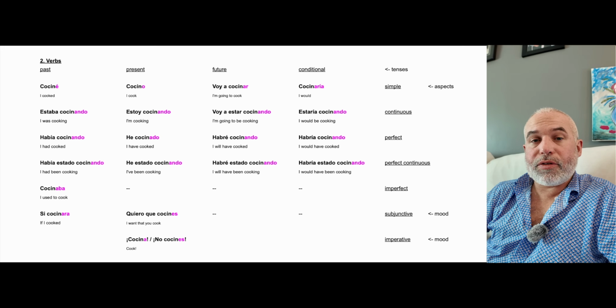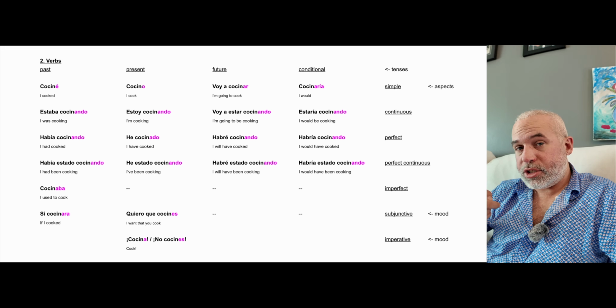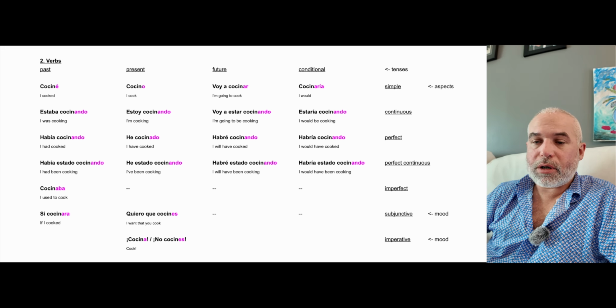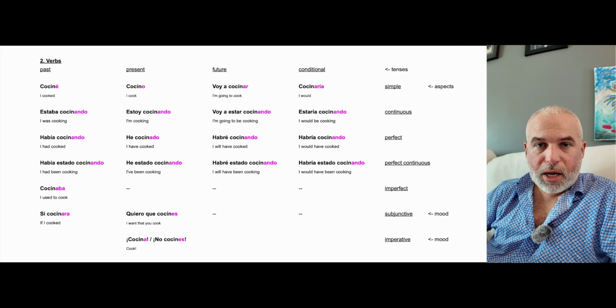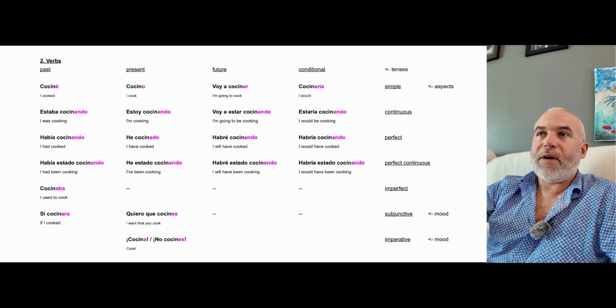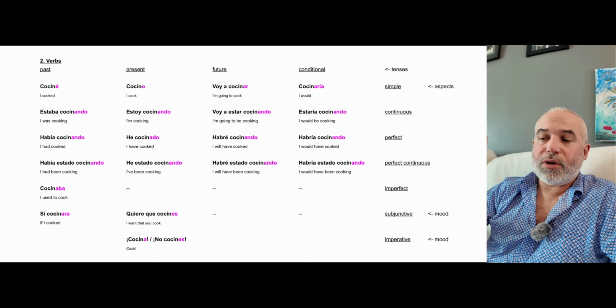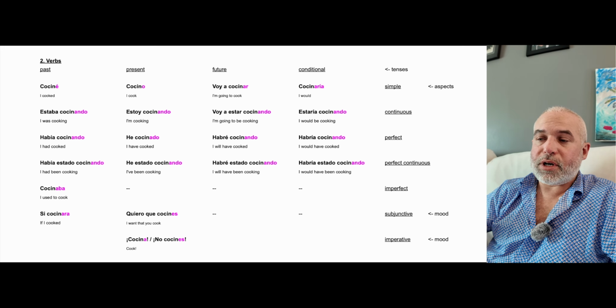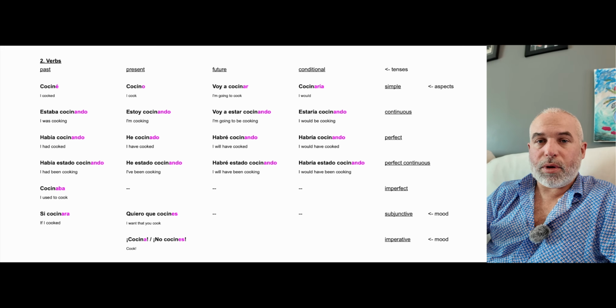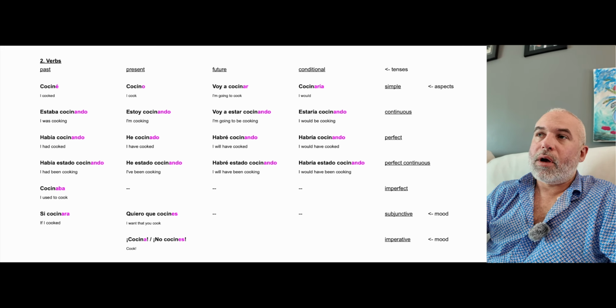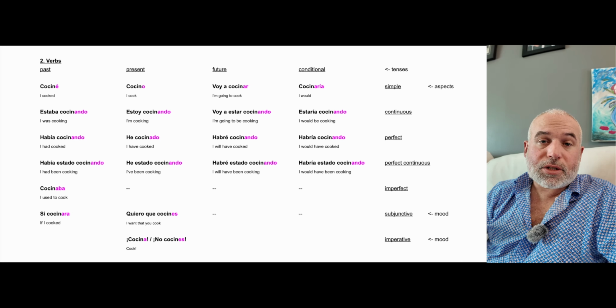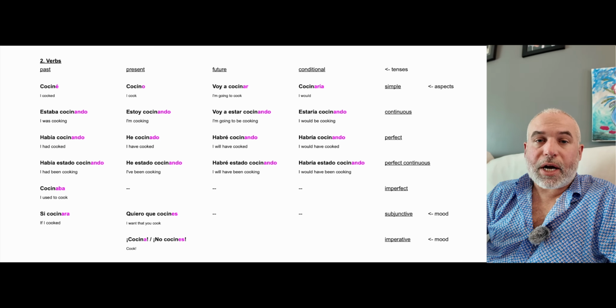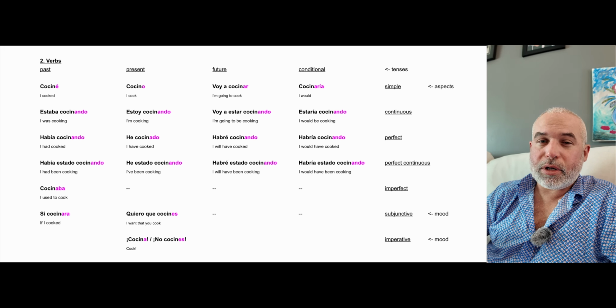So I cooked is cociné, okay? So you see the ending there, the fuchsia ending. So cociné, a different verb could be I traveled, viajé. The point is that you're in the simple past tense. So if you go over to the horizontal side, simple is the aspect, and it's the past simple. So I traveled, I cooked. It's answering the question, what did you do?